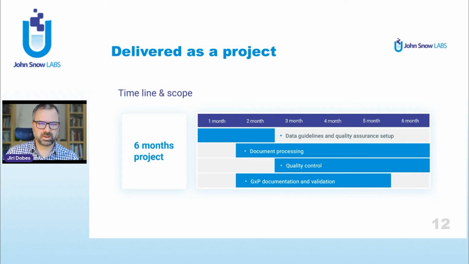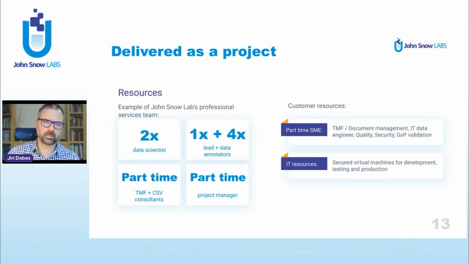We deliver the migration project usually in around 6 months, depending on the complexity. The beginning of the project is more heavy on the setup of the annotation rules or annotation guidelines, and the later part is more heavy on the true document migration and the control of quality. It is delivered as an end-to-end project.